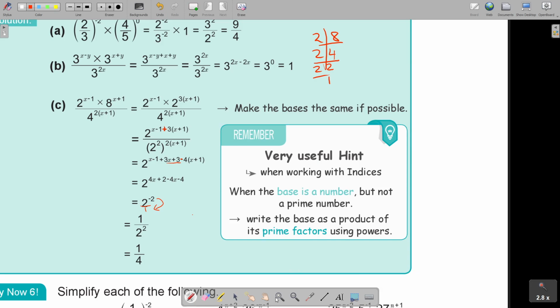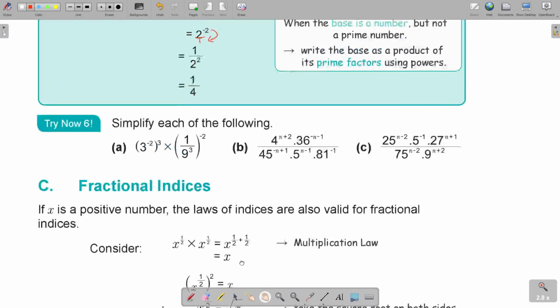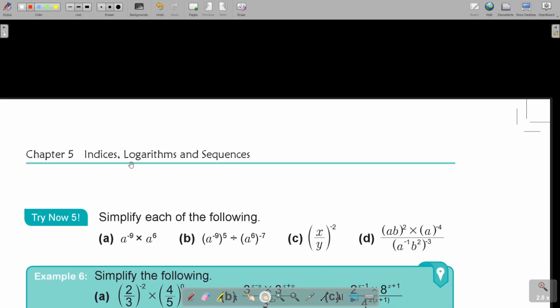I don't know if I said where you will find it in the textbook. Page 184, and it is in chapter 5, which is indices, logarithms, and sequences. Okay, in part 1 of the textbook.